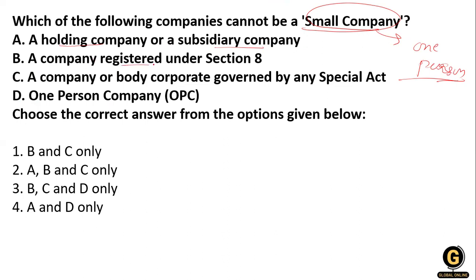Okay, the company registered under section 8 is also a big company. Now, a company or corporate body governed by a special act is also not a small company. One person company, yes, it is a small company. This question is about what cannot be a small company. So A, B, C are not small companies because they are big companies. A, B, C: option number 2.